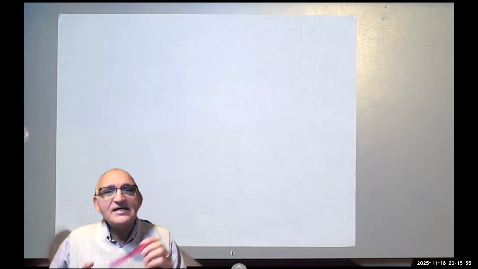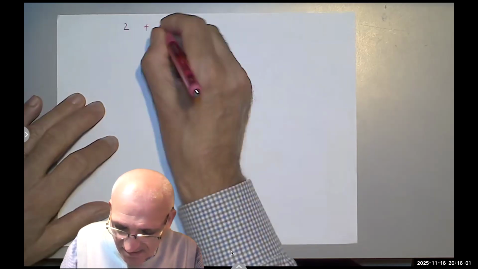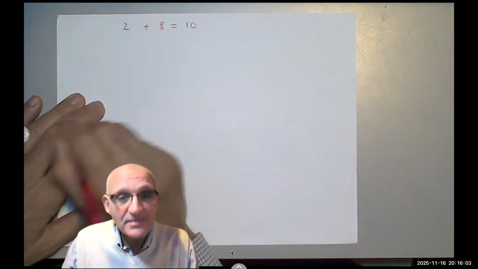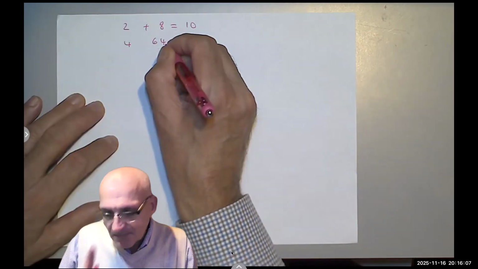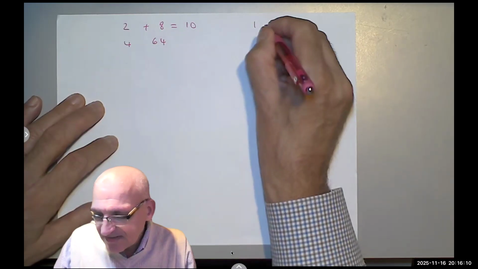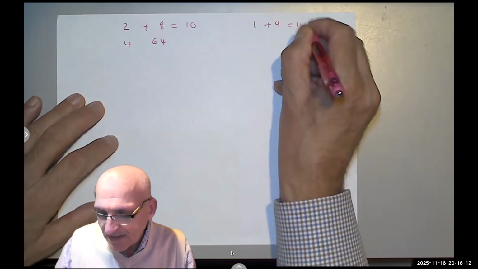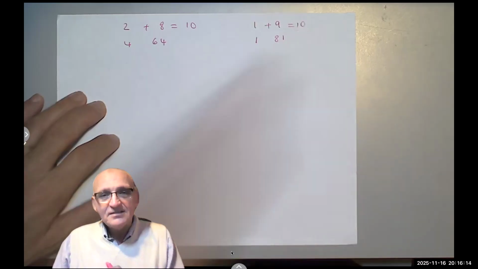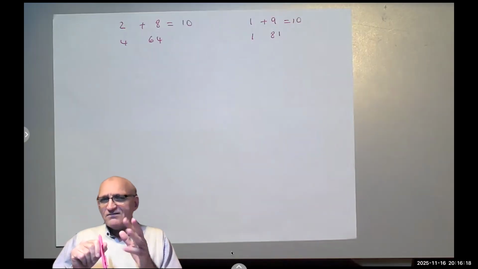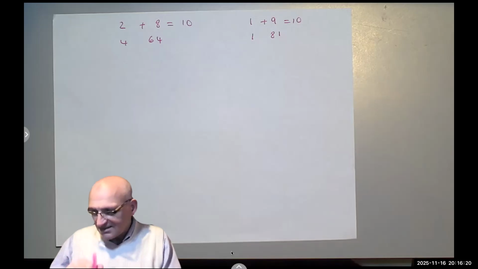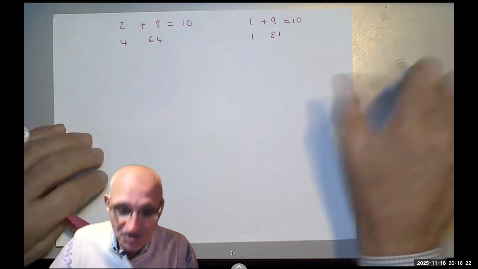Have you ever thought that if you take any two numbers that add up to 10, let's say 2 plus 8, and you square them, you get 4 and 64. Hmm, okay. What if I take two other numbers and square them? What do I get? 1 and 81. Have you noticed something? Try the 3 and the 7. Yes, they end up with the same digit.